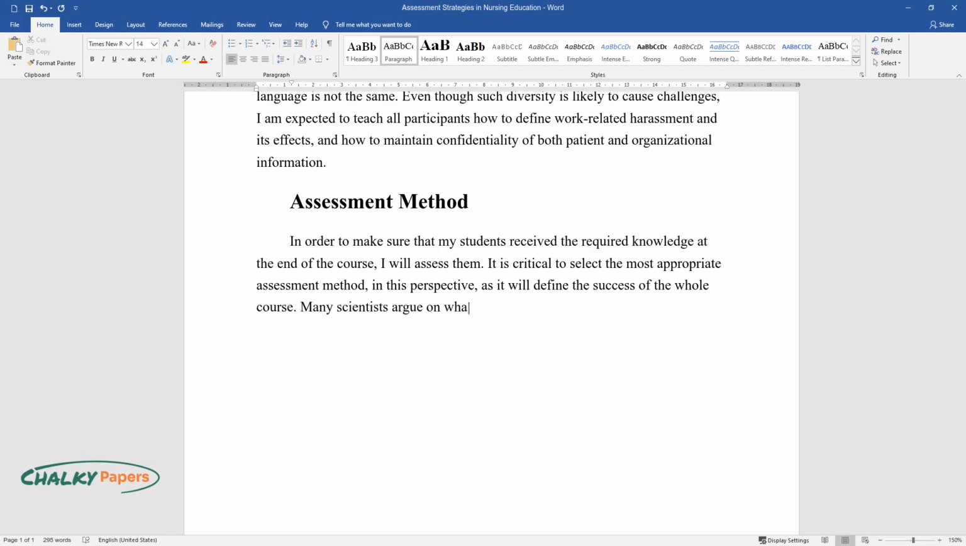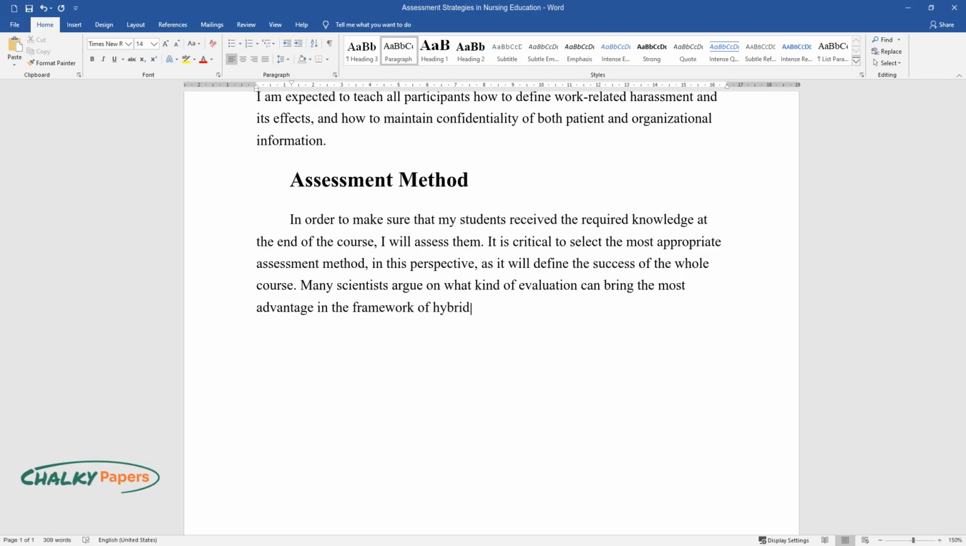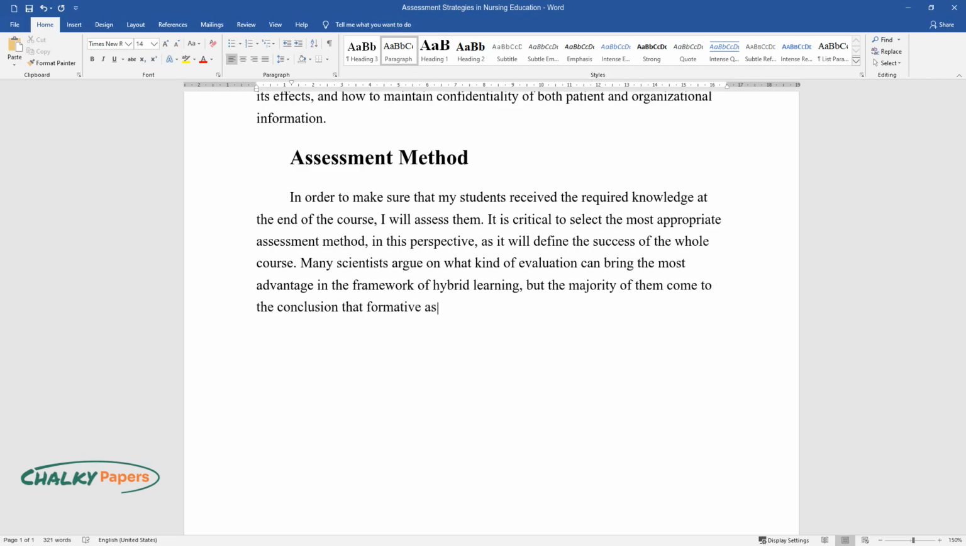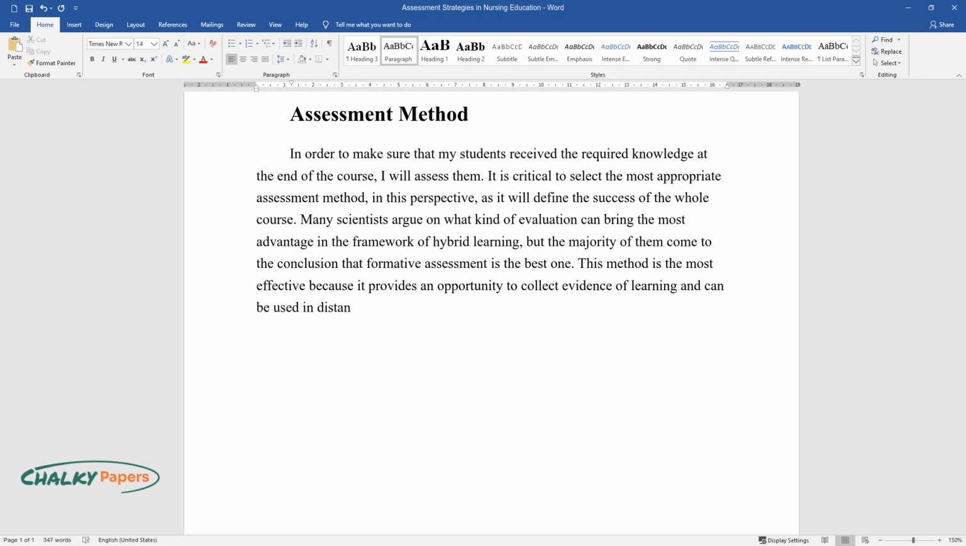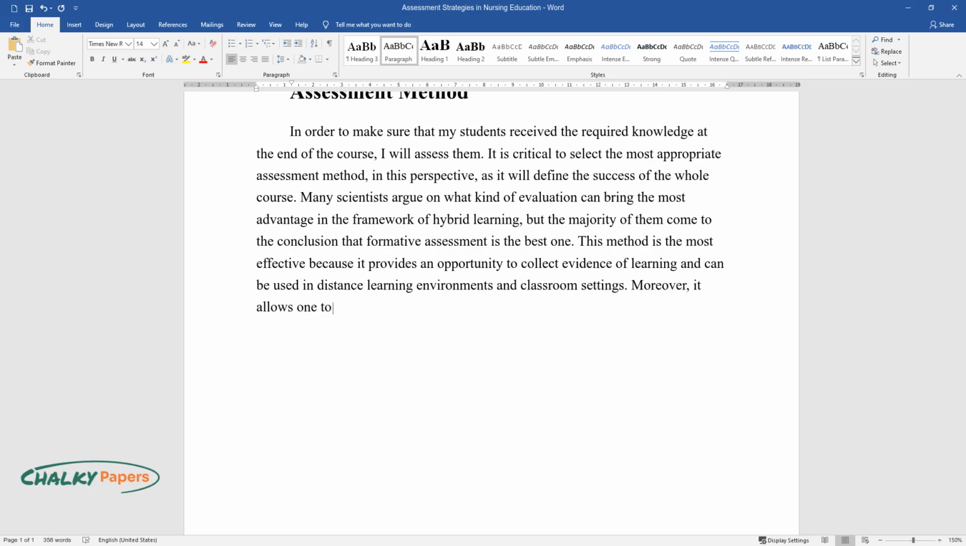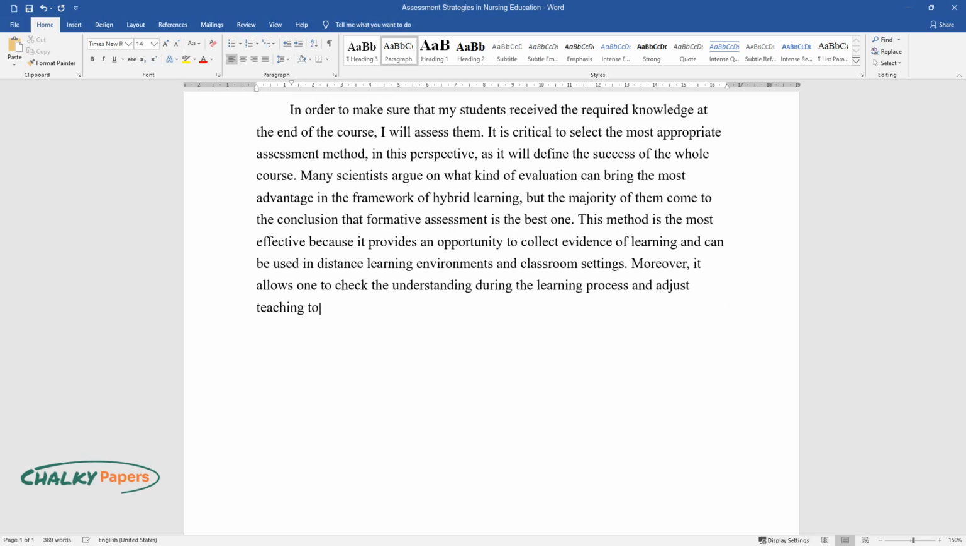Many scientists argue on what kind of evaluation can bring the most advantage in the framework of hybrid learning, but the majority of them come to the conclusion that formative assessment is the best one. This method is the most effective because it provides an opportunity to collect evidence of learning and can be used in distance learning environments and classroom settings. Moreover, it allows one to check the understanding during the learning process and adjust teaching to the needs of the students so that their learning improves.